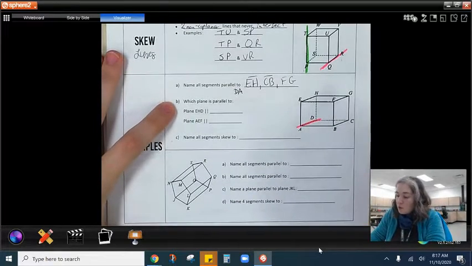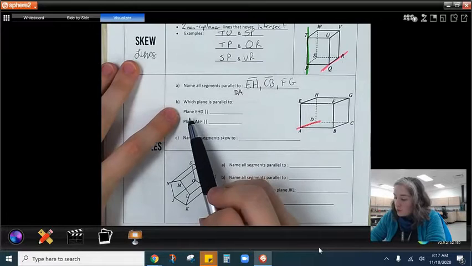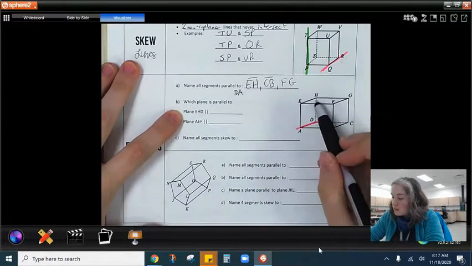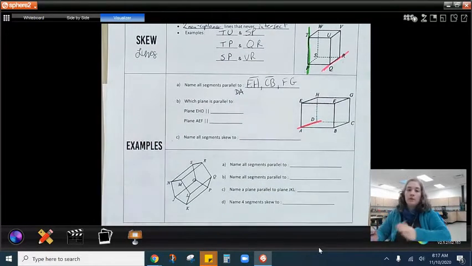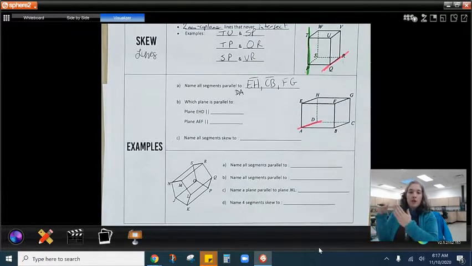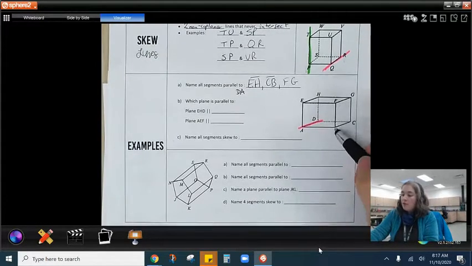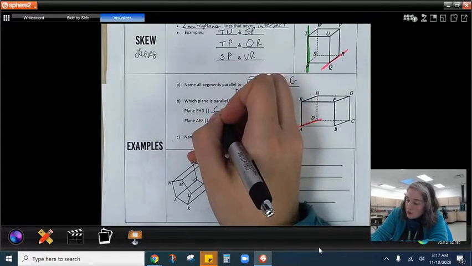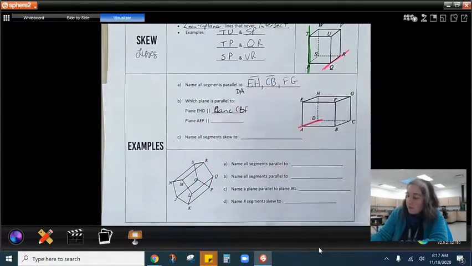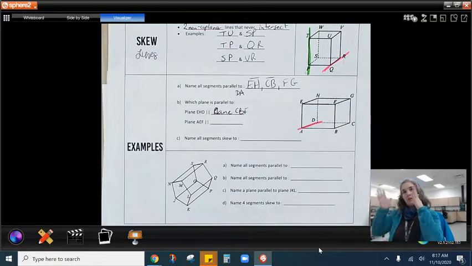Okay, so now we need to know which plane is parallel to, and we're going to start with EHD. So EHD is this plane right here. Which plane is parallel to it? So never touches it, never intersects it. Well, that means this front, bottom, the back side, and the top side all touch it. They all intersect. So there's only one plane that never touches it, and that would be FBC or FGC or CBF. So I'm just going to go with plane CBF, right? So we've got one side here, we've got another side here.